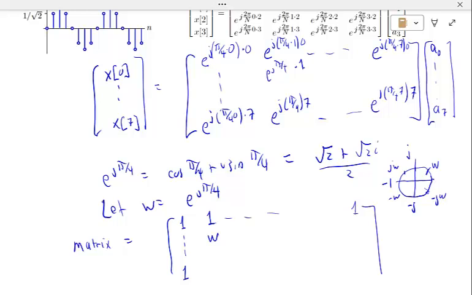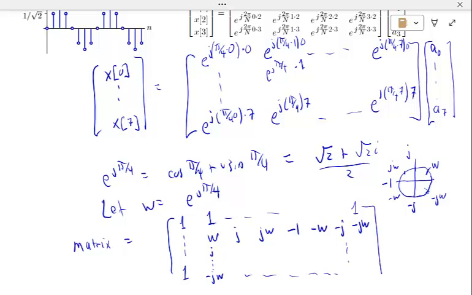1, w. In fact, I can write the row here because the row is the same. It's 1, w, j, jw, minus 1, minus w, minus j, and minus jw. Okay. And the column is going to be the same. J, and it goes down. The last one is minus jw. Okay. So you can write out this entire matrix.